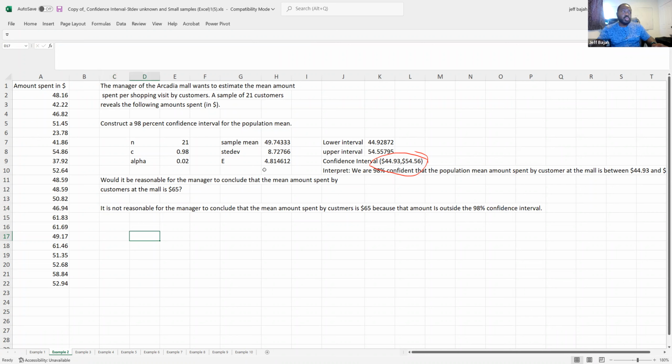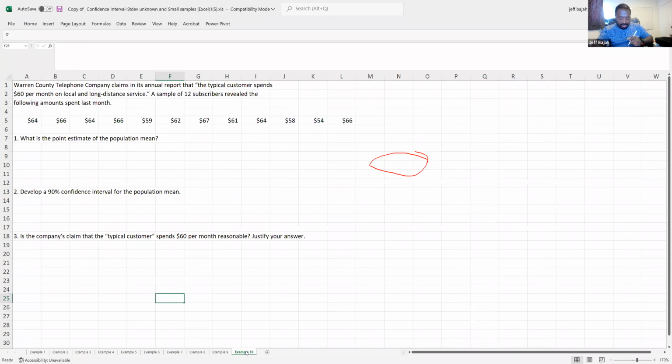All right, let's do one more. And I think question 10 allows us to look at this question from another perspective, because what we want to do is see how we solve this question from various perspectives. So look at this question. It says, Warren County Telephone Company claims in its annual report that the typical customer spends $60 per month on local and long distance services, right? So to be able to prove this, a sample of 12 subscribers was reviewed, and this is what you have.